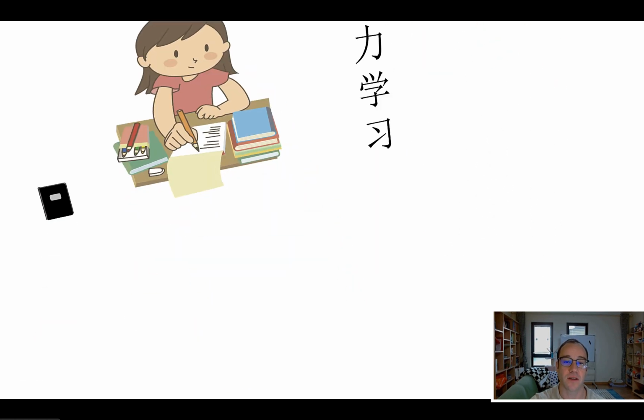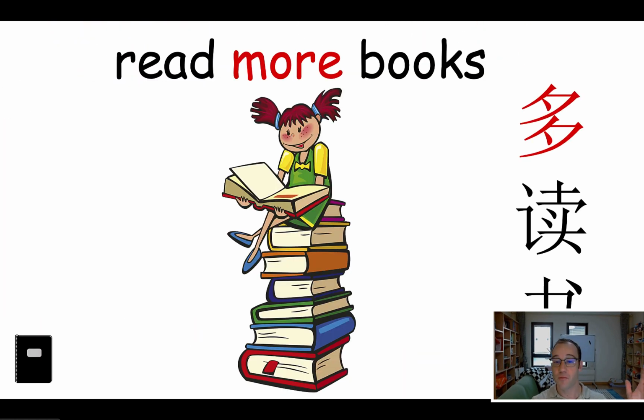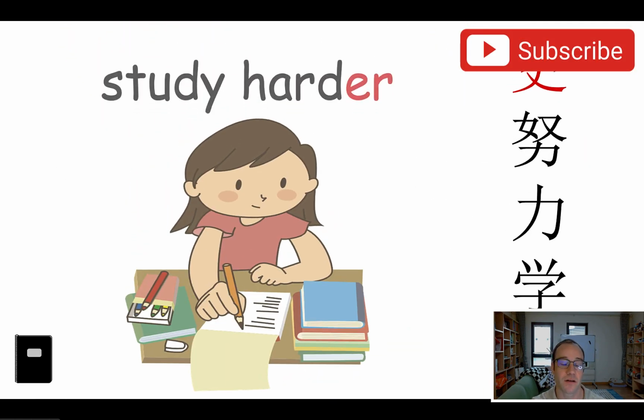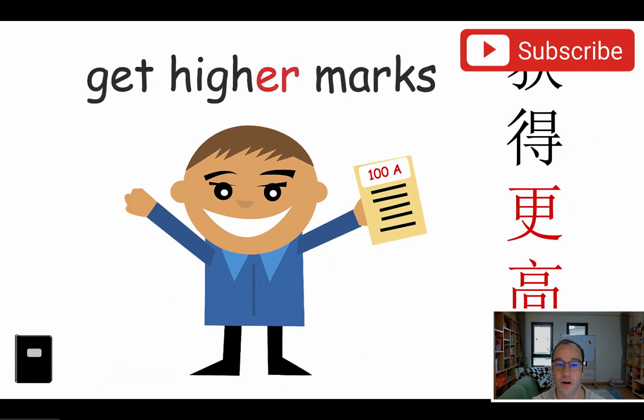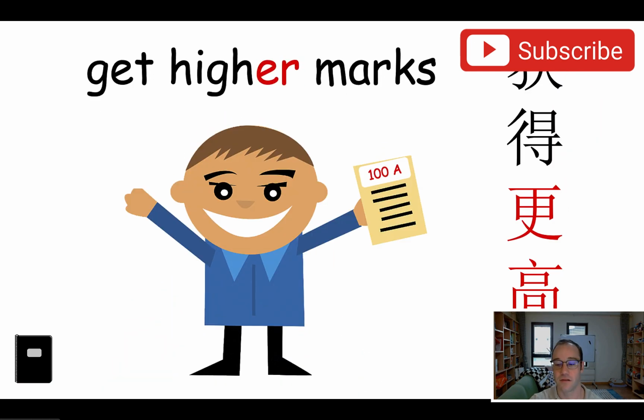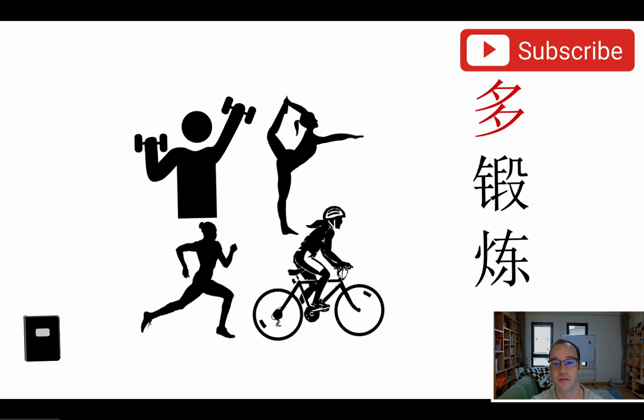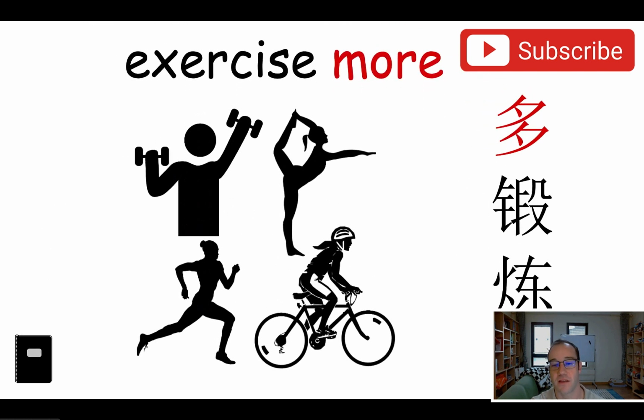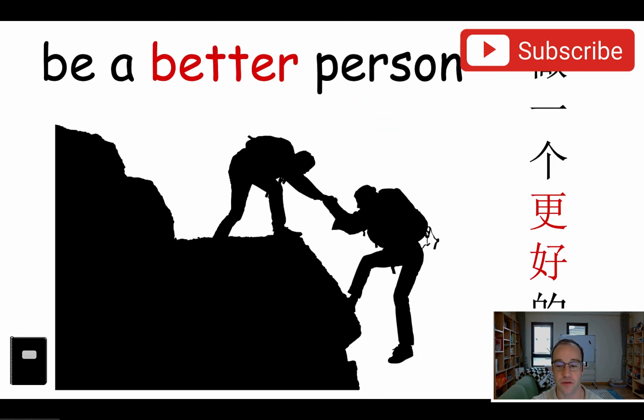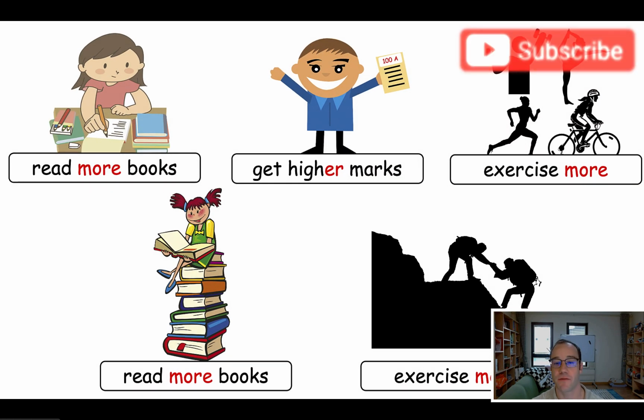You can say stuff to them like, do you want to read more books this year? Who wants to read more books this year? And they raise their hands. Who wants to study harder this year? Who wants to get higher marks this year? And they can raise their hands. Okay, so really get them thinking about improving themselves, and things like that. There's a bunch of ways you could do this. I experiment with different ways in my class.